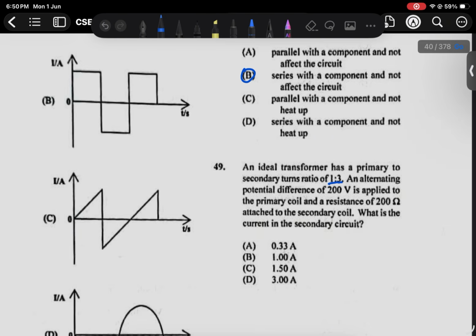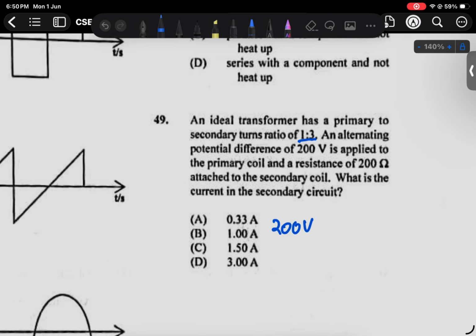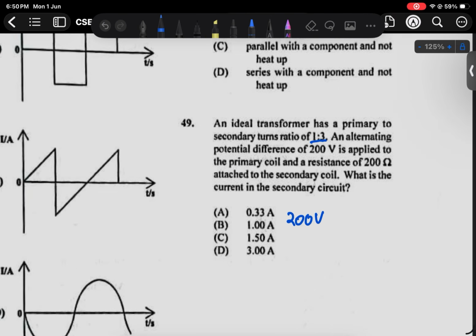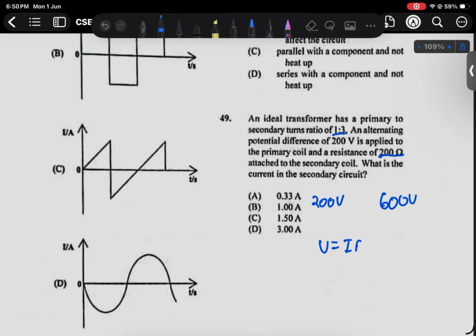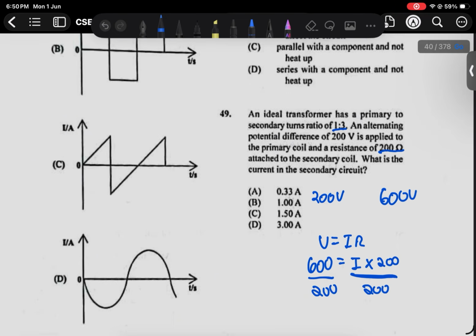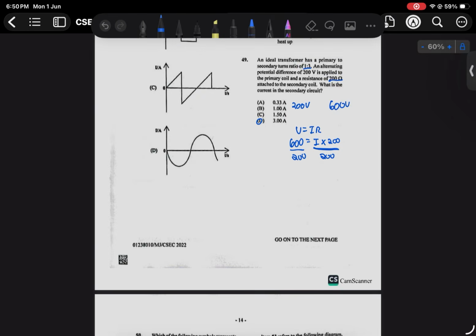An alternating potential difference of 200 volts is applied to the primary coil. So the primary coil would have 200 volts, and the secondary coil would have a voltage that's 3 times that, so 600 volts. What is the current in the secondary circuit? Now there's a resistance of 200, so using Ohm's law, V is equal to IR. So 600 volts is equal to the current that we're trying to find multiplied by the 200 resistance. Divide both sides by 200 and you'll get 3 amps.